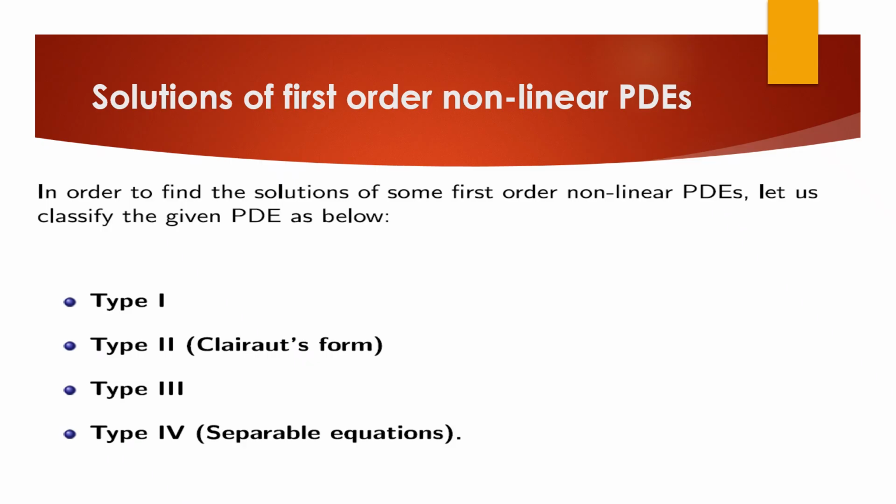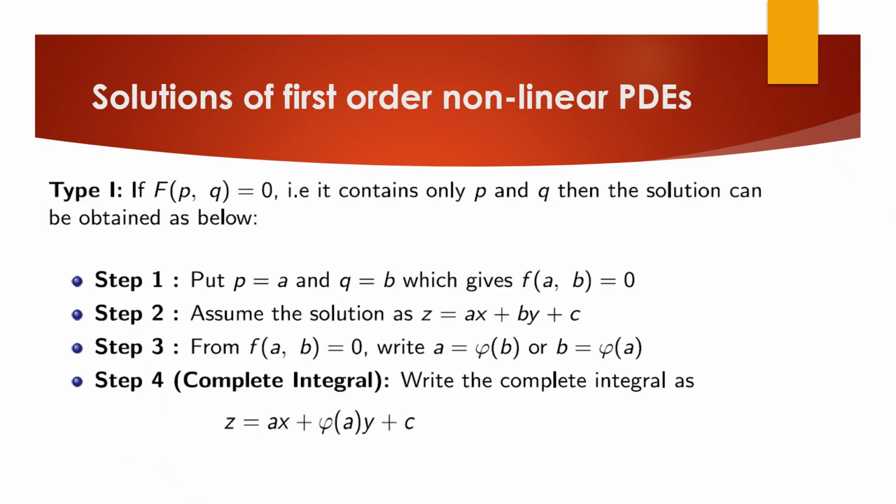So here we are going to classify our nonlinear PDE as follows. That is type 1 PDE, type 2 PDE, type 3 and type 4. Here type 2 PDE is known as Clairaut's form. So now let's see how to solve type 1 PDE.